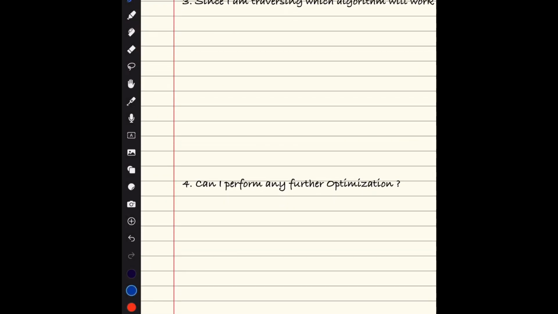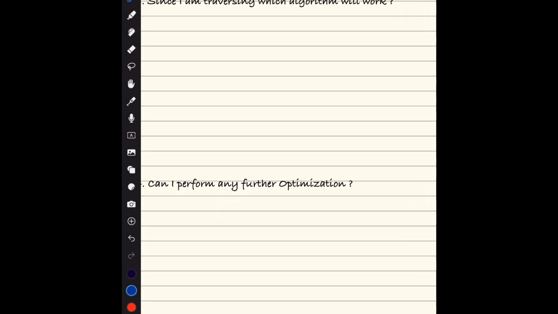Now since I'm traversing, which algorithm will work, whether I need a BFS or whether I need a DFS, which one will do the work for me? You can choose either of them, but BFS is preferred over here.